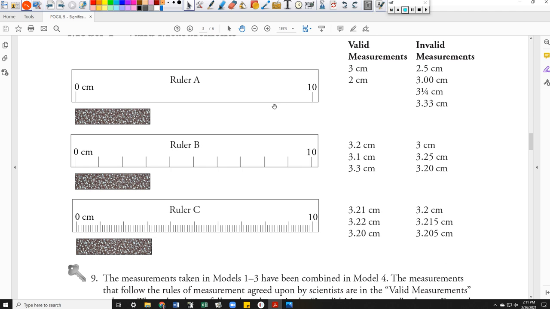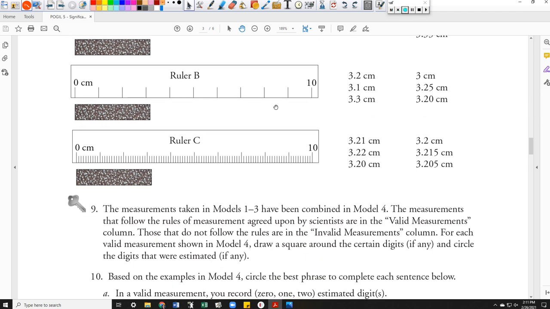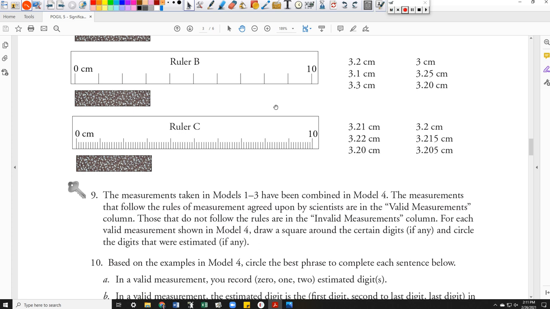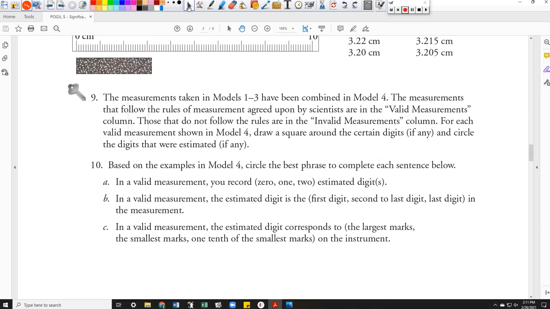Those should be circled. All right, looking at ruler B, are any of those certain values that you could square? The 3s, okay? So these right here would be your squares. And then we've already said it, but what about the 1s place, or the 10s place? Those are all circles, okay? So now that we know that, let's read and circle the answers to question 10.